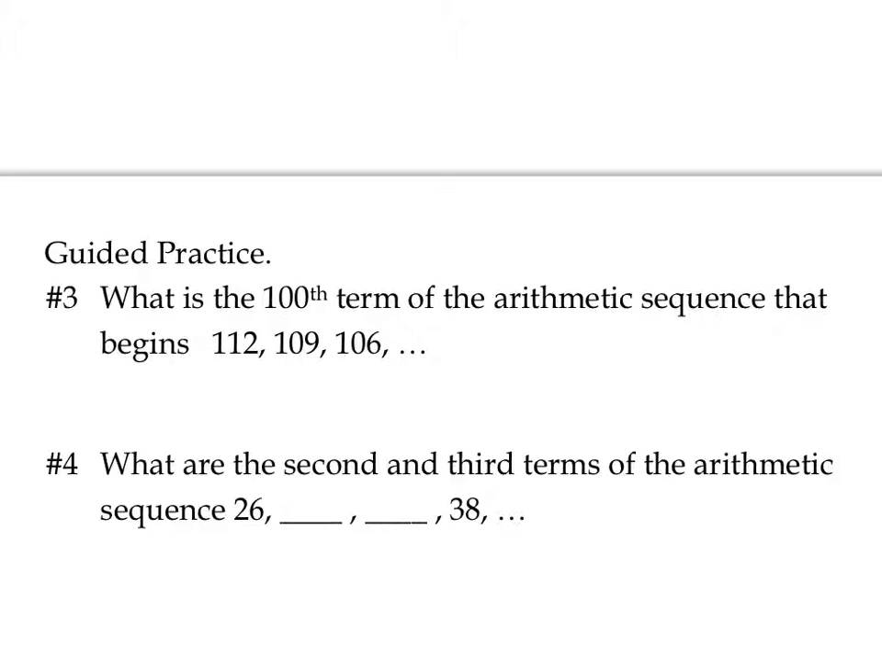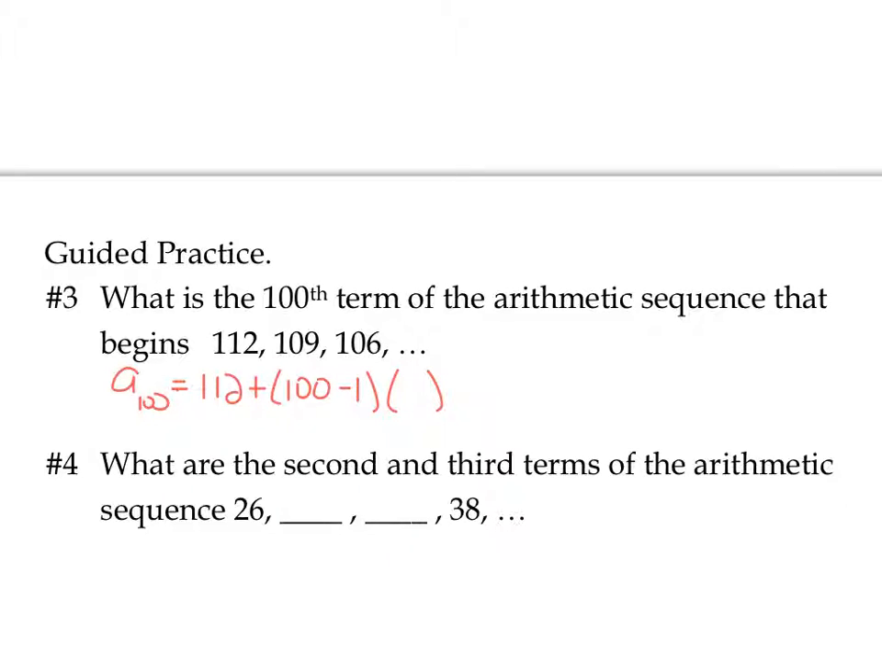All right, so let's figure out the 100th term in this arithmetic sequence. It starts with 112, 109, 106. So to find term 100, we take the starting amount, 112, plus 100 minus 1 times our common difference.